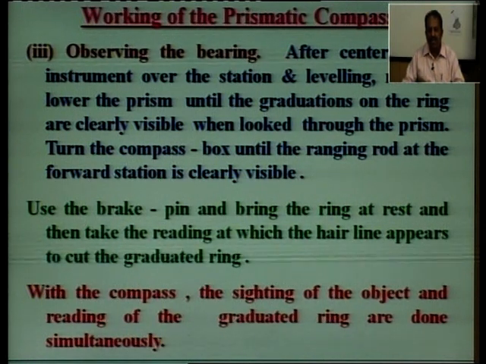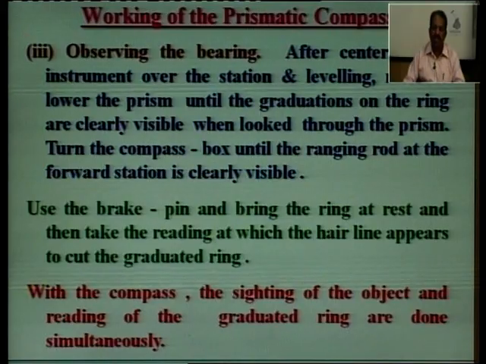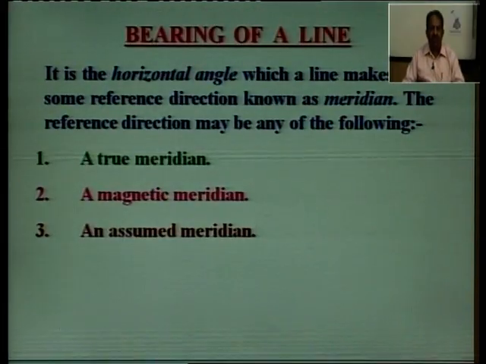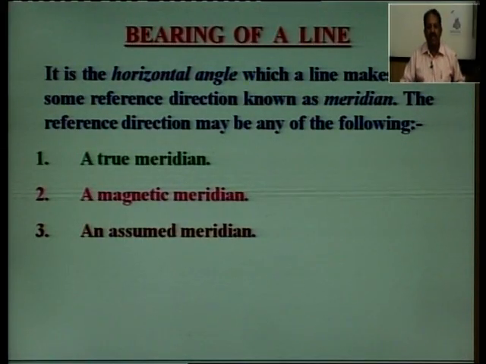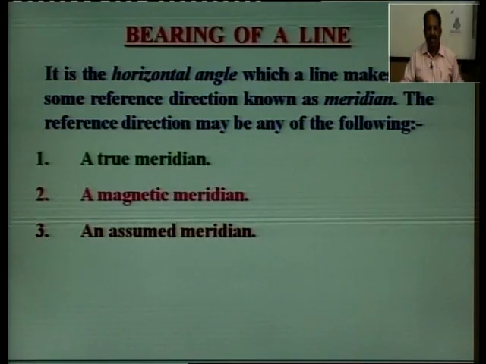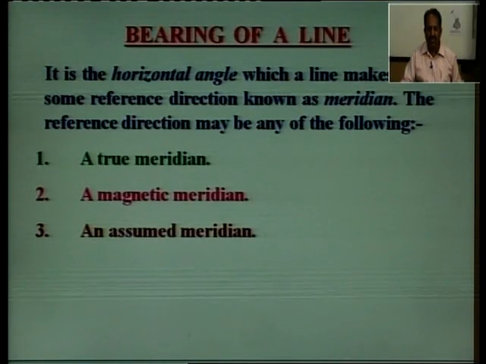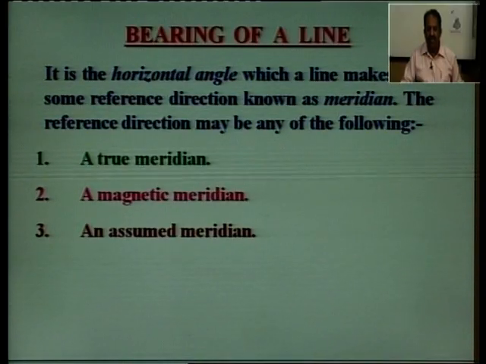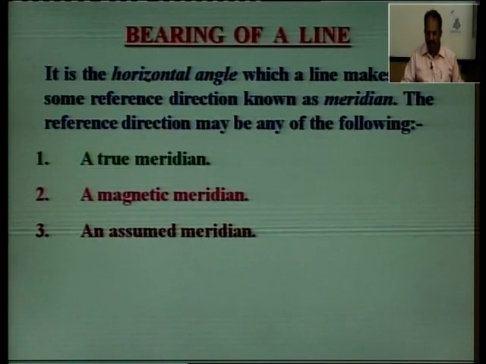So, with the compass, the sighting of the object and reading of the graduated ring are done simultaneously, that is at the same time. The reading which we take with the prismatic compass is called the bearing of a line. So, what is the bearing of a line? It is the horizontal angle which a line makes with some reference direction known as a meridian. The reference direction may be any of the following three: number one is a true meridian, number two is a magnetic meridian, and number three is an assumed meridian.